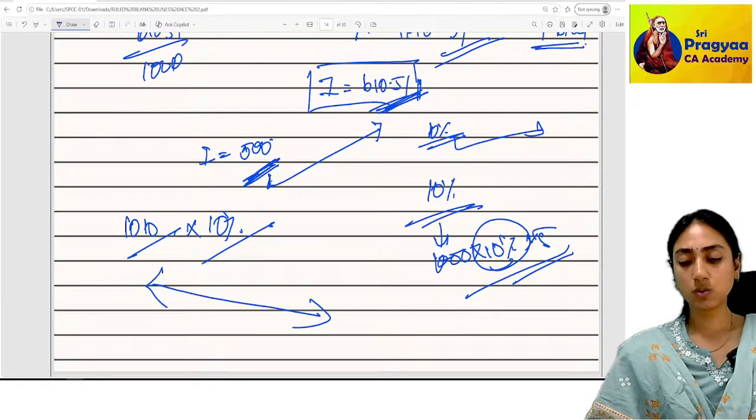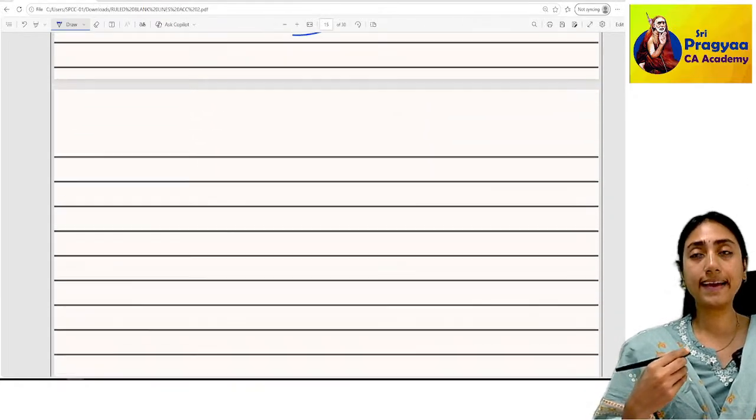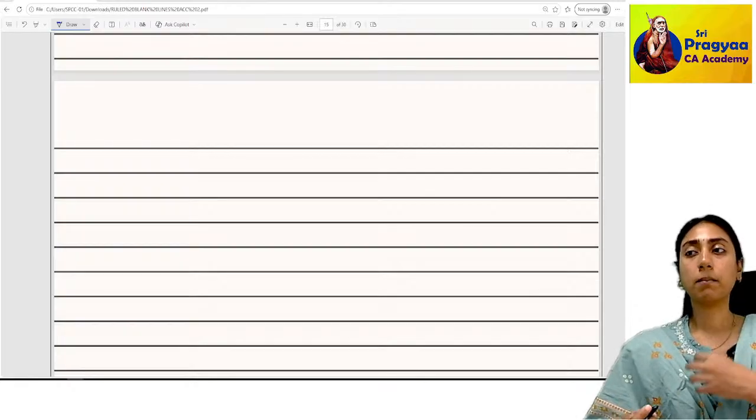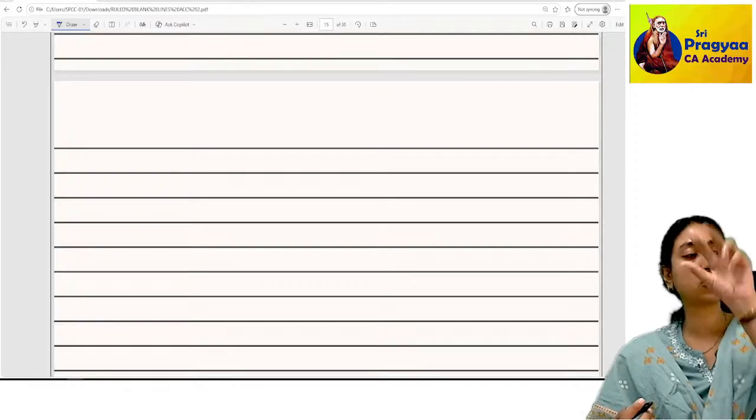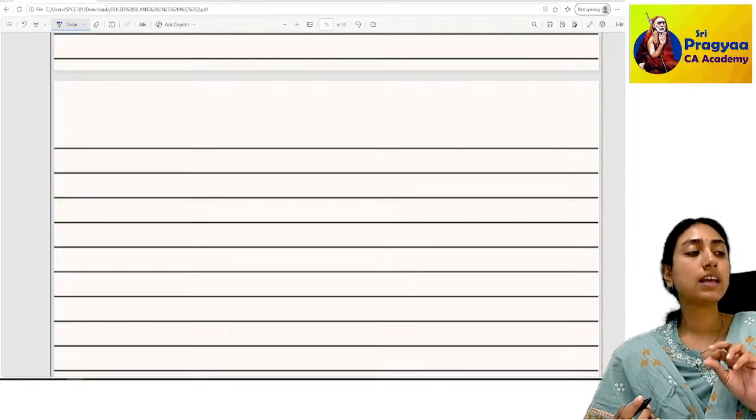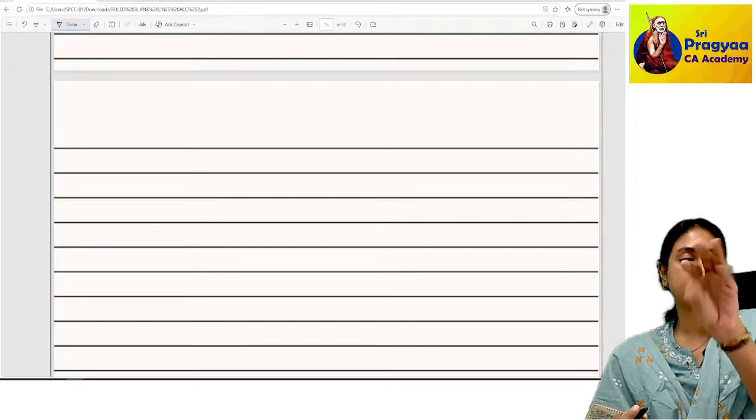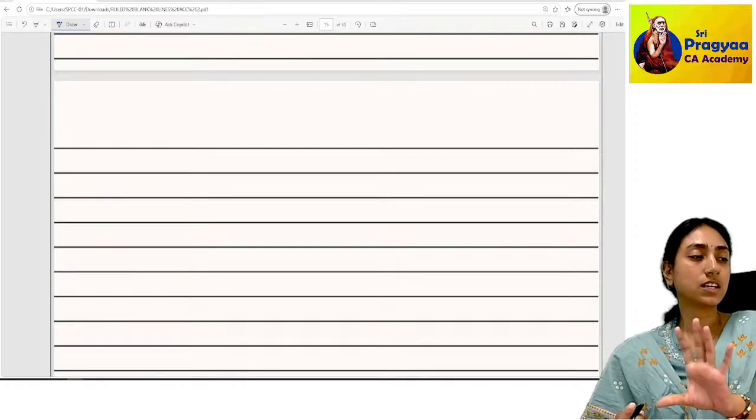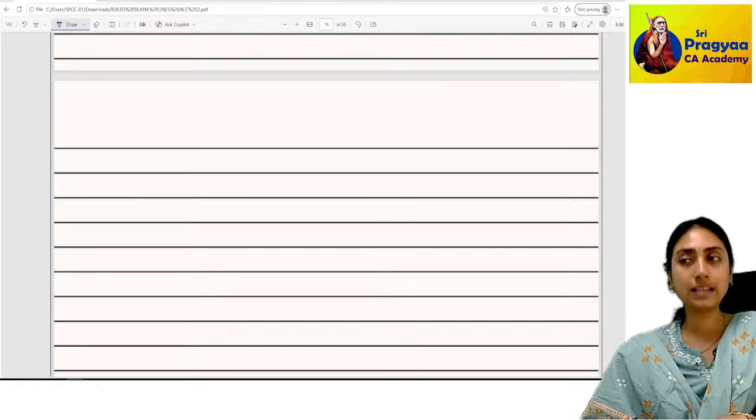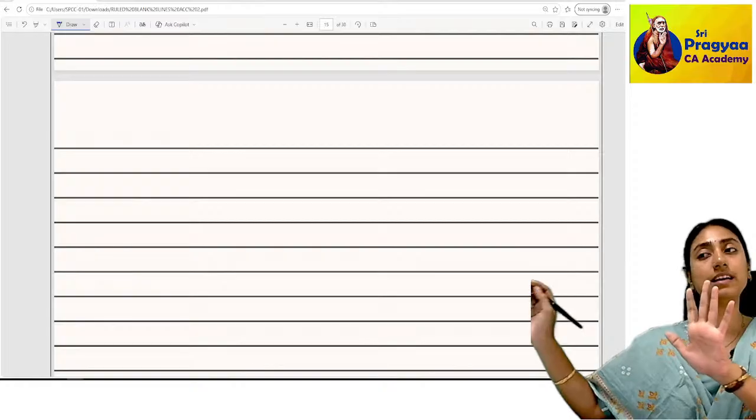Correct? So is it okay to say my interest rate is 10%, or is it slightly more than 10% because of compounding? Slightly more than 10%. And the slightly more than 10% is what is called the effective rate of interest. So when I apply the effective rate of interest on my principal, I will get the interest that is earned after compounding.